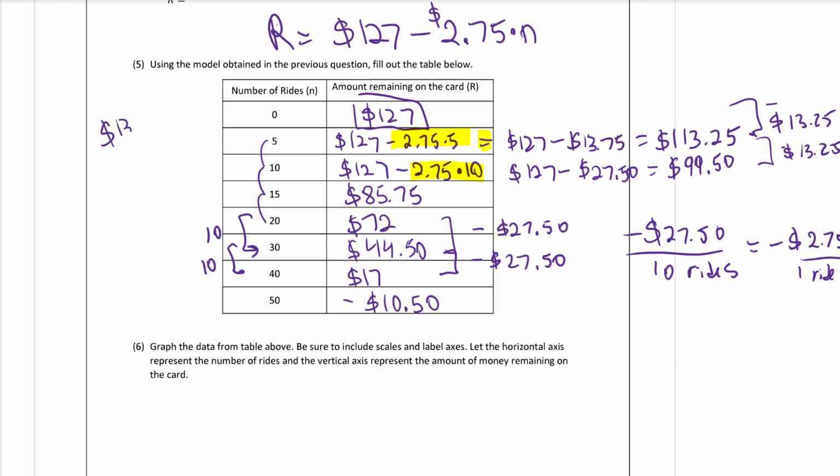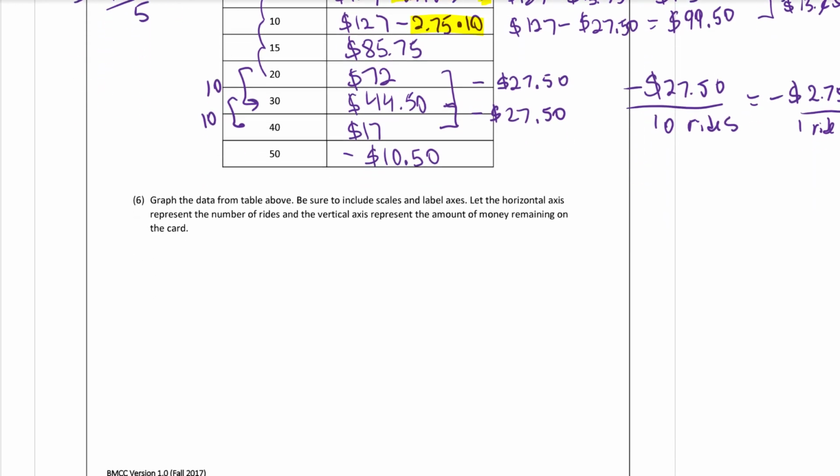The same thing with 13.75. If you divide it by 5 rides, that will also give you the same answer. I think I made a little error. That's 75, not 25. 75, 75, 75. So that also will give you $2.75. So my point is that in this table, the way things decrease is consistent.